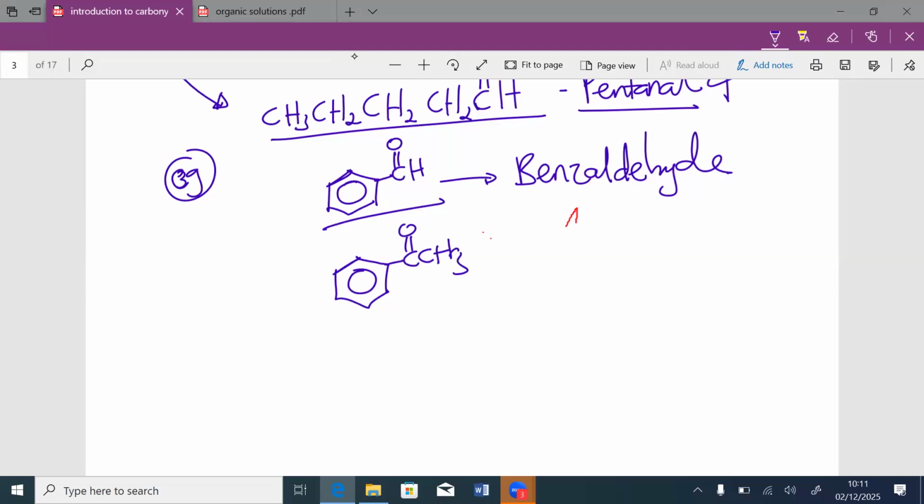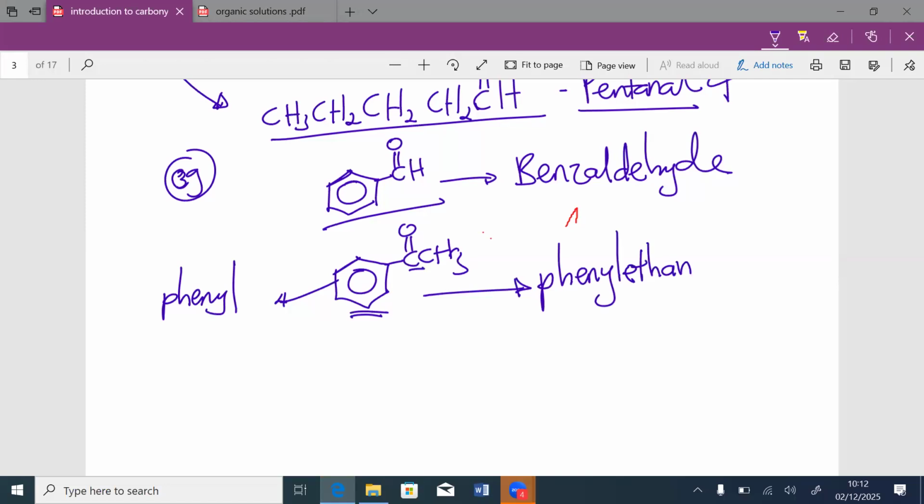You're seeing that? Now here in this case, we are going to be in a position to name the benzene ring as a substituent group. And I remember last holiday I told you guys that when we are naming the benzene ring as a substituent group, we call it phenyl. So in this case, we are going to name this as phenyl. These are two carbon atoms, so it's going to be phenylethanol.